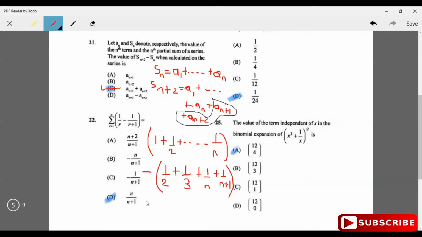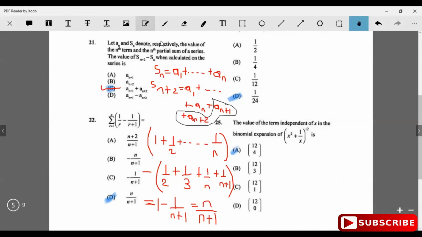And so when we take the difference, what is going to remain is 1 minus 1 over n plus 1. The halves cancel, the thirds cancel, 1 over n cancels, and so we're left with 1 minus 1 over n plus 1. That's the answer. And we can go further and rewrite it as one fraction to get n over n plus 1. That's option D.